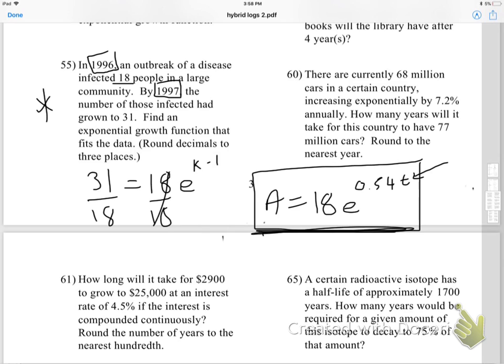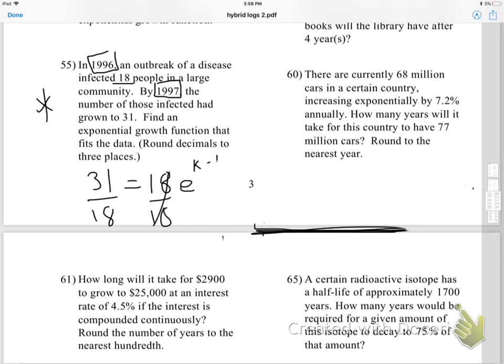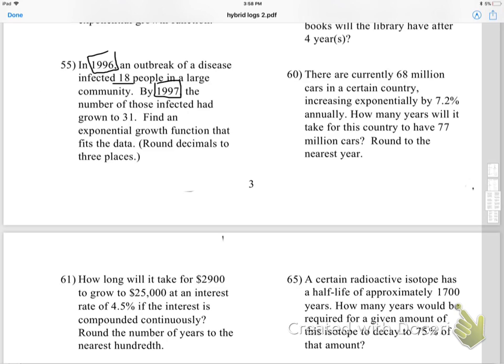If I look at question 60, let's set this one up. It's currently 68, so the initial amount is 68. The future amount is 77. Now, sometimes it wants t, sometimes it wants k. This has given me k, so that's going to be 0.072, if I change that to decimal, t.